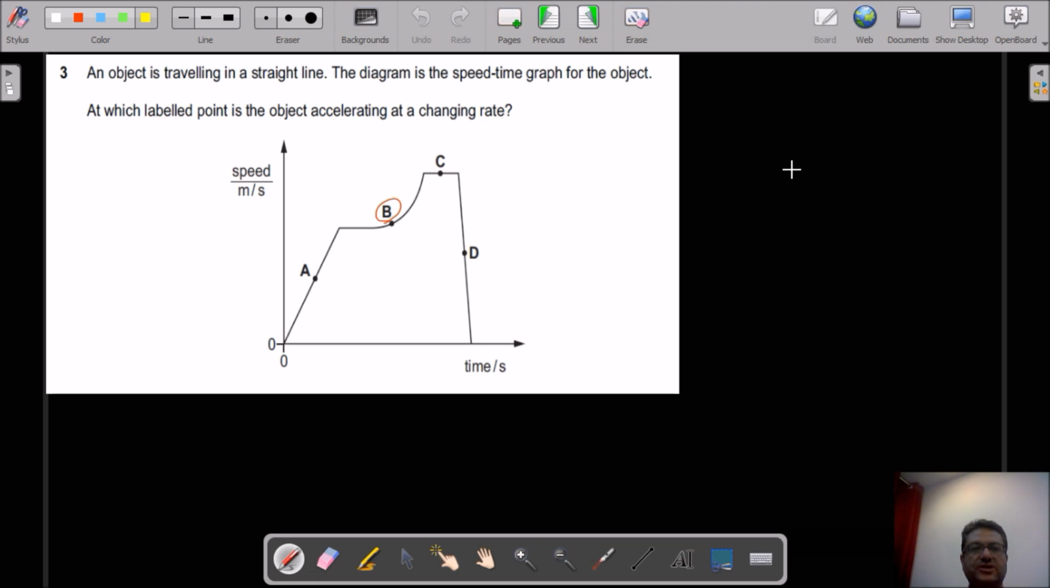Question 3, an object is traveling in a straight line. The diagram is a speed-time graph for the object. At which labeled point is the object accelerating at a changing rate? Okay, you can see that A is constant acceleration, C is constant speed, and D is constant acceleration or deceleration based on a speed-time graph. Only in point B, as you can see, acceleration is changing. So the question said the object is accelerating at a changing rate. So B is right for question 3.